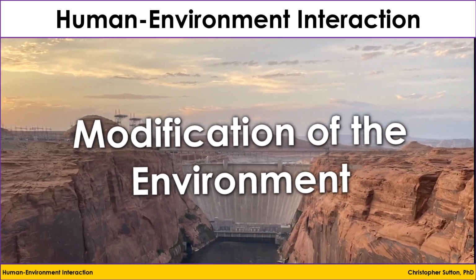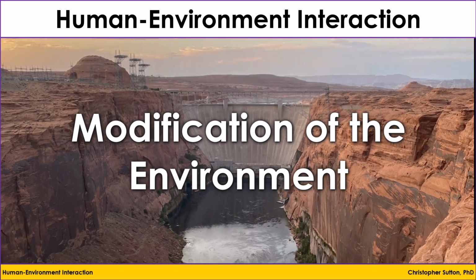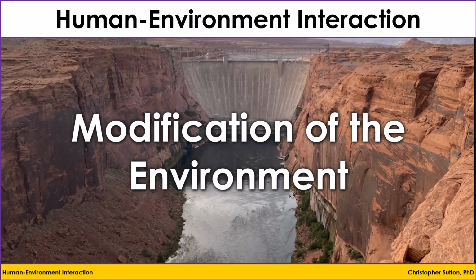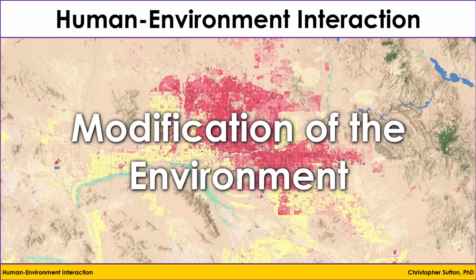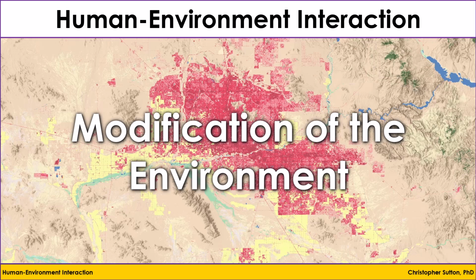Humans modify the environment. We actively alter natural landscapes to meet our needs. GIS can be used to help us understand such modifications by monitoring land use and land cover changes through remote sensing, assessing deforestation rates and their impact on biodiversity, or mapping urban sprawl to inform sustainable city planning.